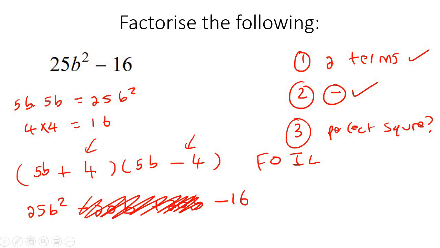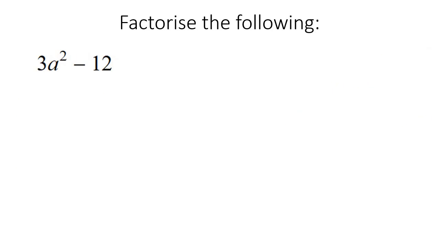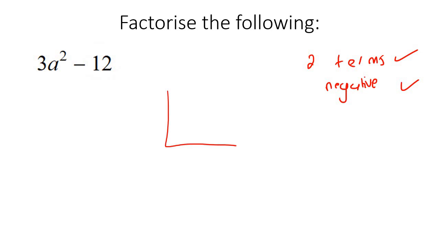Here's the next one. Now, here we have a bit of a problem. We have two terms, and we do have a negative separating them, but we do not have perfect squares. You cannot make a square where the two numbers give you 12. You could say 4 times 3, but that's not a square, that's a rectangle. So we need perfect squares, but then we are forgetting step number 1.